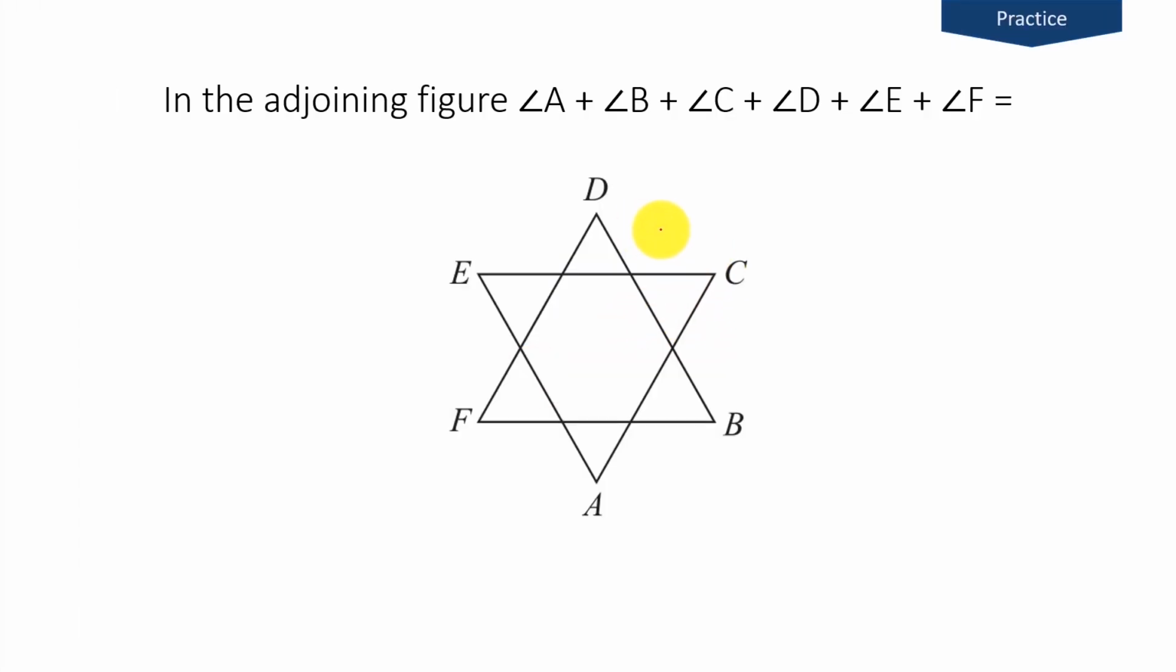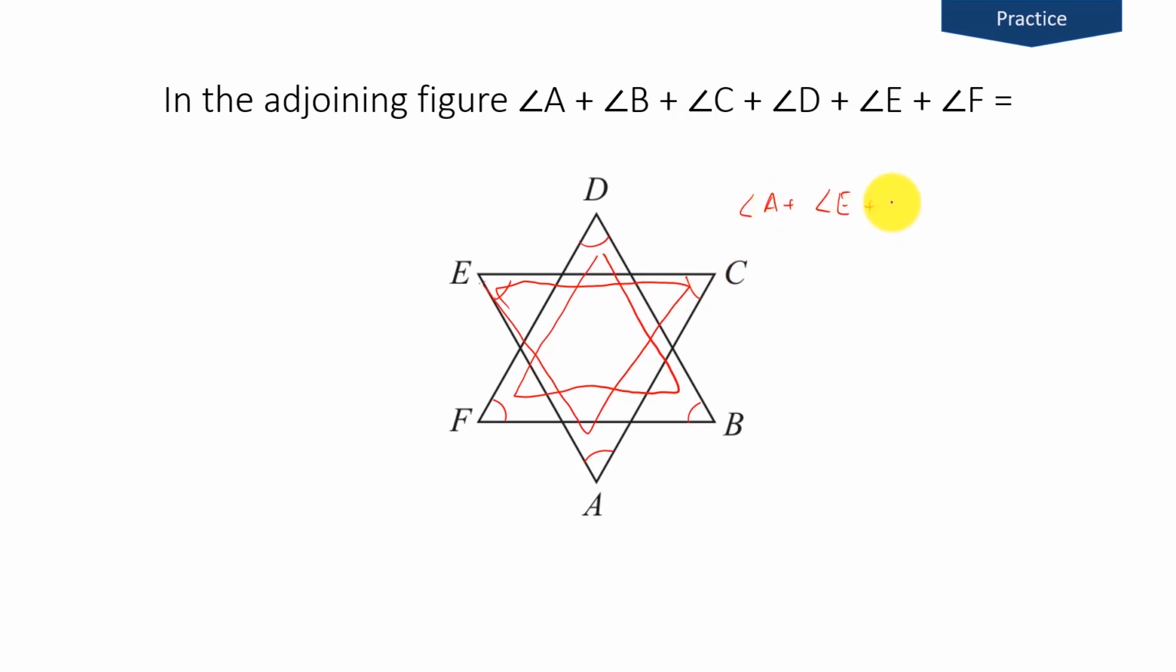Now let us look at some examples so that we understand the concepts. In this figure, we have to find out the sum of all 6 angles on the vertices. So this angle plus this angle plus this angle plus this angle, E and F angle. Focus on this image and you can see that there are two individual triangles. One is this triangle ACE and the other is this triangle DBF. So this shape is created by these two triangles.